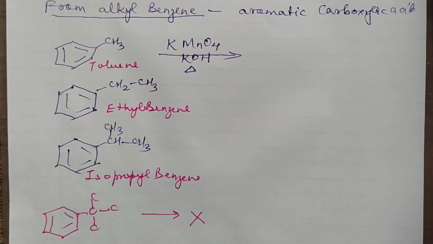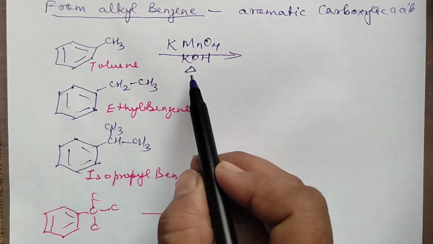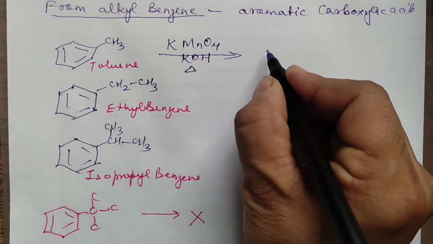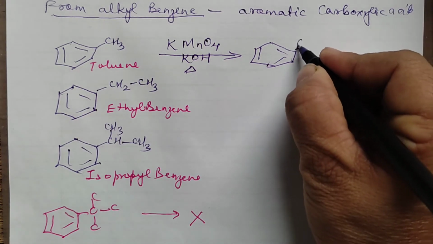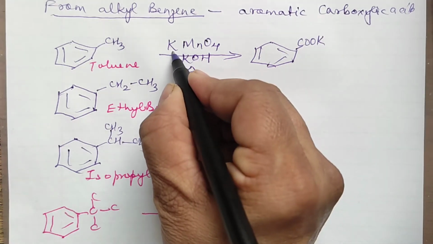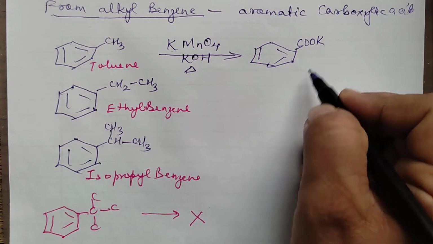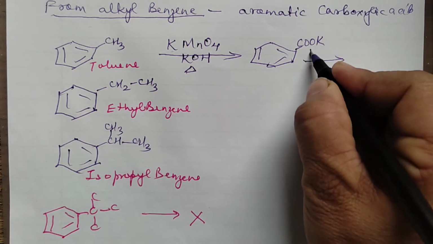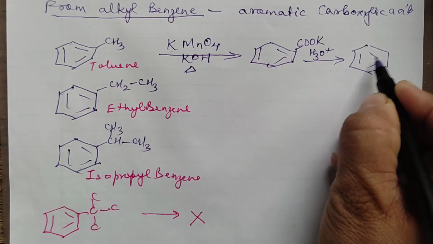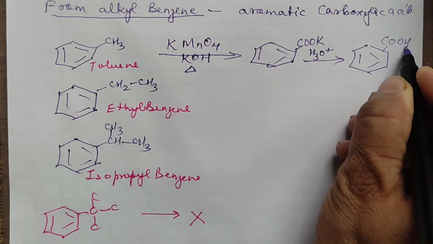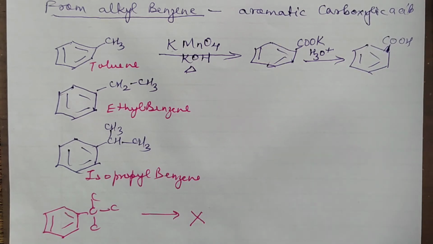So children, you need not bother about mechanism, because this mechanism is not there in board exam. So as far as board exam is concerned, you can leave the mechanism. Just remember this: if it is KMnO4, KOH and you are heating it, then first step you will be getting the salt of this acid, the potassium salt. So you will be getting here potassium benzoate, and then further if you carry out the hydrolysis of this, then you will be getting benzoic acid. On this carbon, you will be getting acid, right?